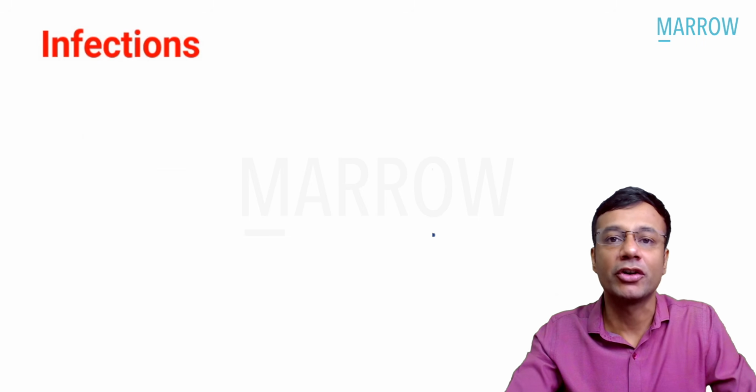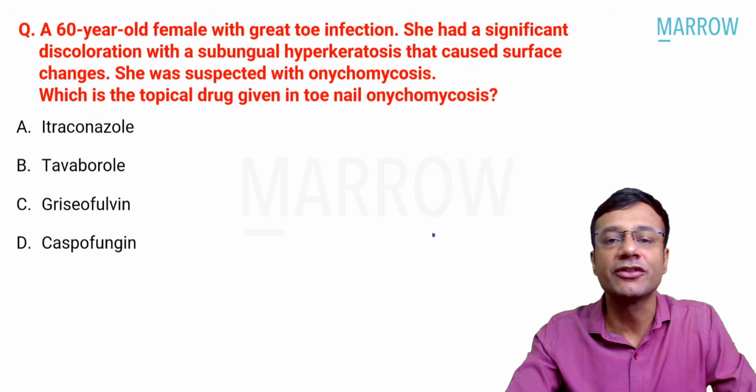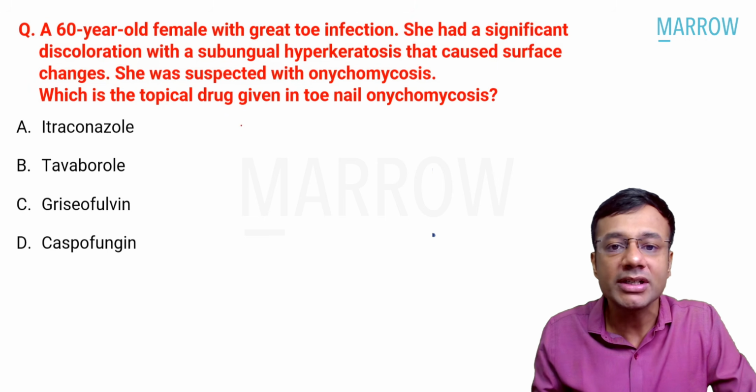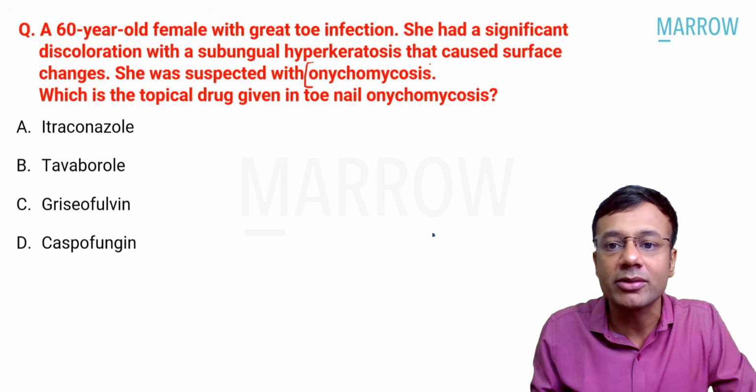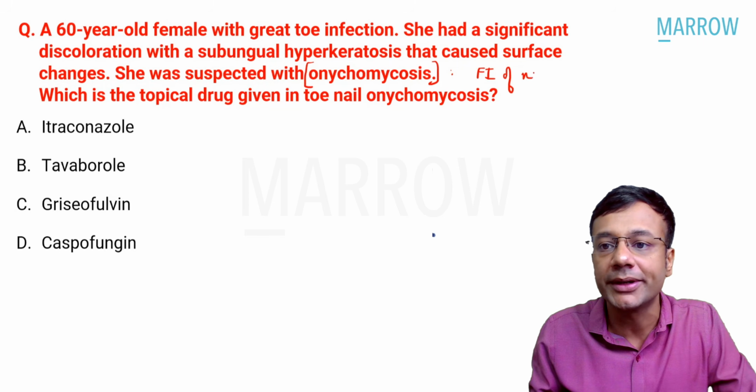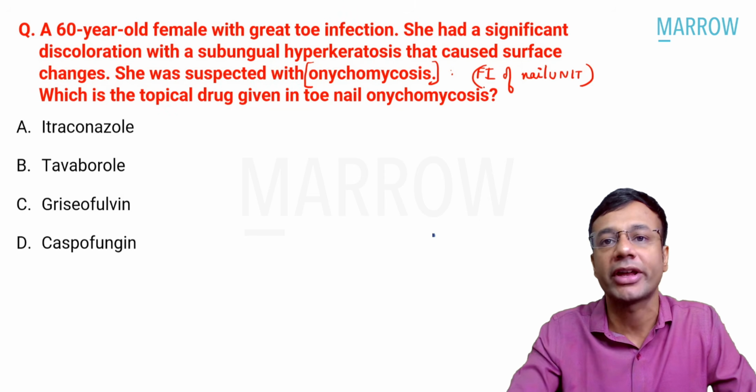We take up the next topic on infections. We look at the first question from infections. A 60-year-old female with grade 2 nail infection. She's got significant discoloration with subungual hyperkeratosis, which has produced surface changes. She is suspected to be having onychomycosis. Now, what is onychomycosis, students? So, onychomycosis is fungal infection of the nail unit. Fungal infection of the nail unit is called as onychomycosis.